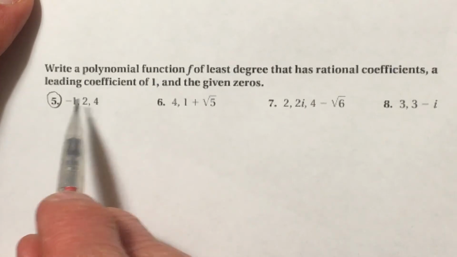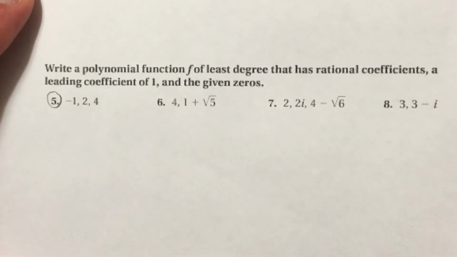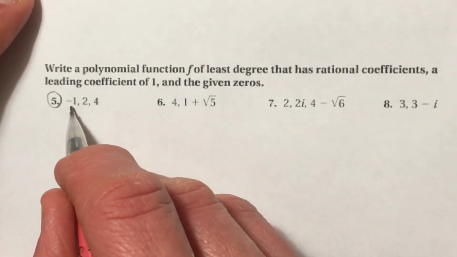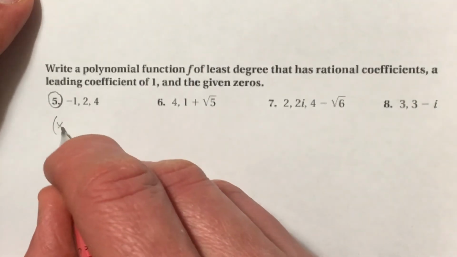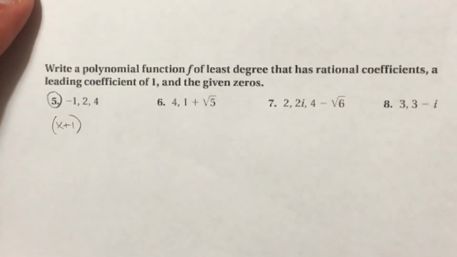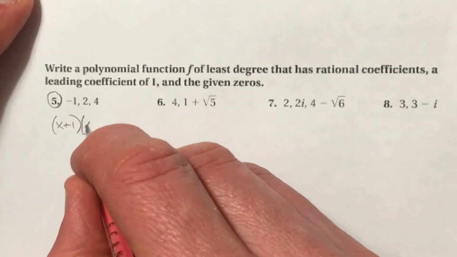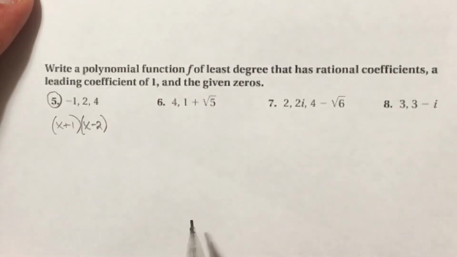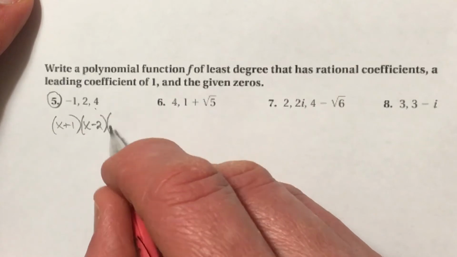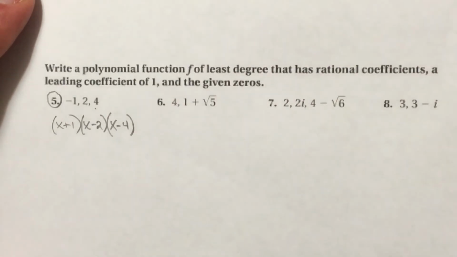We have 3 zeros, so I'm going to obtain 3 factors, and then we're going to use our knowledge from the quiz a few weeks ago where we had to add, subtract, and multiply, rather. We're going to multiply our factors together to get our polynomial of least degree. So, if this is my 0, there is my factor. If that is my 0, x minus 2 is my factor. If this is my 0, then x minus 4 is my factor.